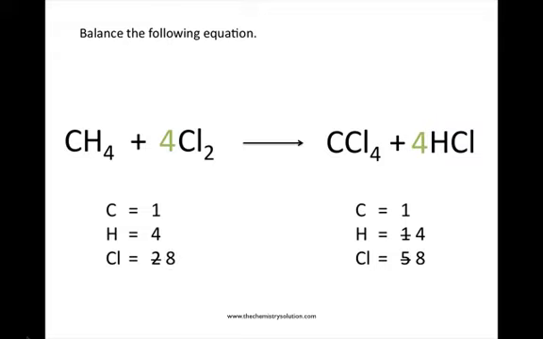If we have 4 molecules of Cl2, that now means that we have 8 chlorine atoms on our reactant side. And remember, I chose to add 4 as the coefficient in front of Cl2 because each molecule of Cl2 has 2 chlorine atoms. So if I have 4 molecules of Cl2, that gives me a total of 8 chlorine atoms, which I found just by multiplying 4 times 2.